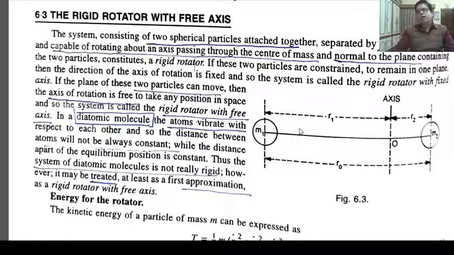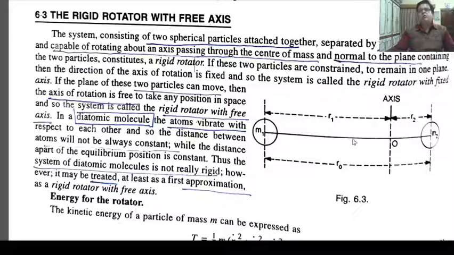So these are two spherical particles at a finite distance, and these particles are capable of rotating about the axis which is through the center of mass and normal to the plane. Such kind of geometry is known as a rigid rotator. If these two particles are constrained to remain in one plane, then the direction of the axis of rotation is fixed, and the system is called the rigid rotator with fixed axis.